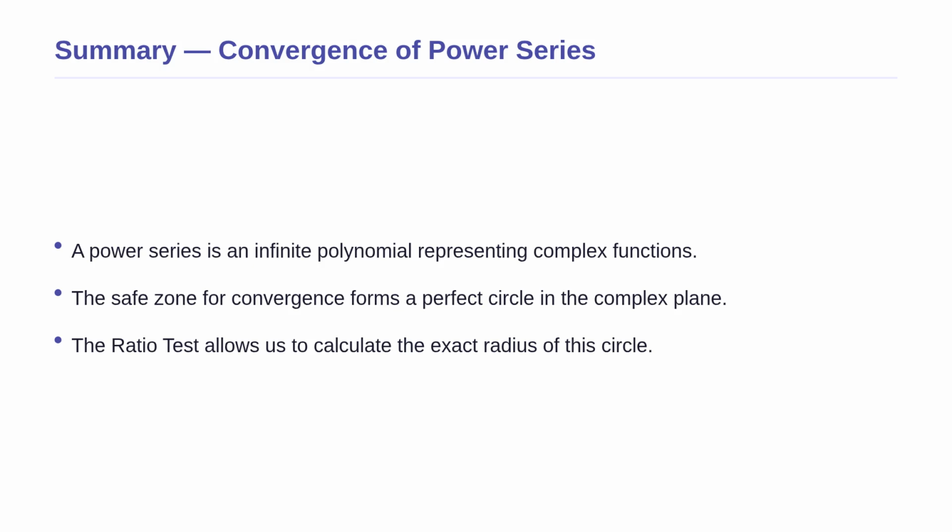Let us wrap up what we have learned today. A power series is an infinite polynomial used to represent complex functions. Convergence is the mathematical guarantee that adding up these infinite pieces results in a sensible finite number. This safe zone always forms a perfect circle in the complex plane, centered at a specific point. By using the ratio test on the coefficients, we can easily calculate the radius of the circle and know exactly where our mathematical tools are safe to use. You now have a solid understanding of convergence.